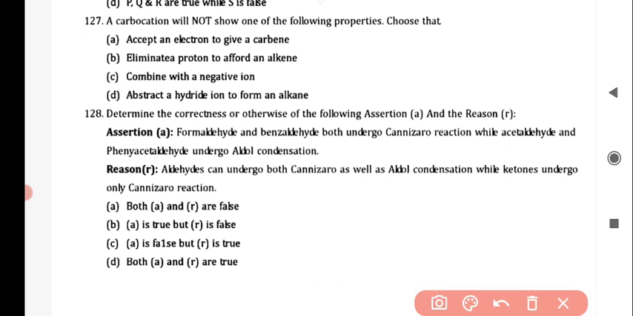Next question is, a carbocation will not show one of the following properties, choose that. And the correct answer is option D, abstract a hydride ion to form an alkane.